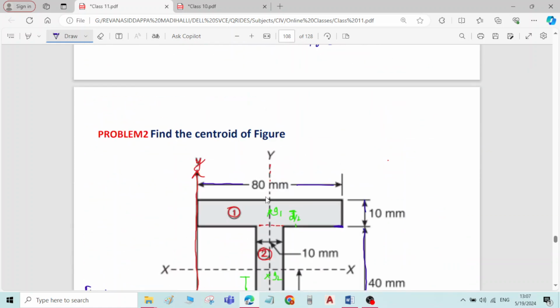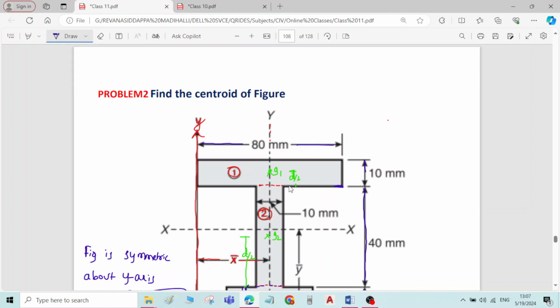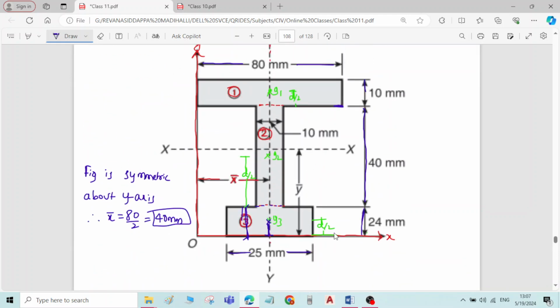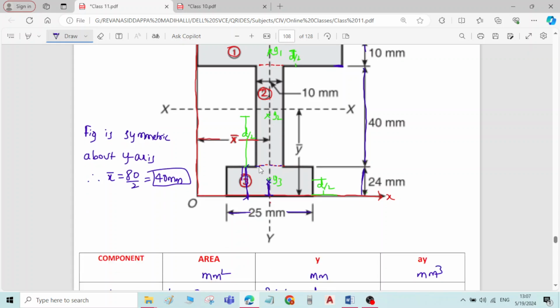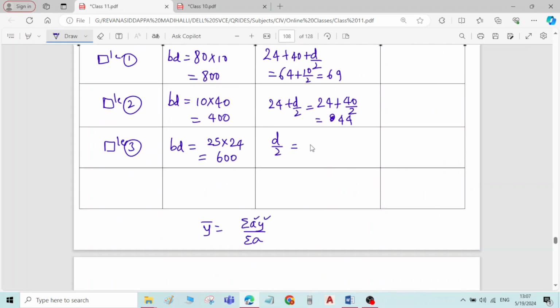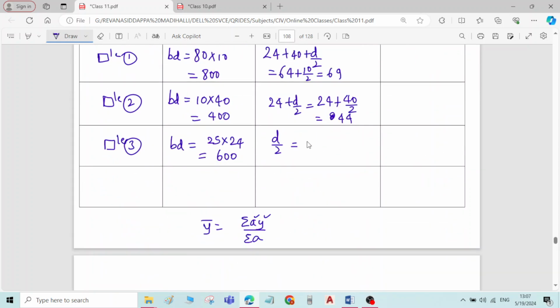If you take rectangle 1, the base of rectangle 1 is at a distance of 64 mm from the x-axis. So it is 64 plus 10 by 2. If you take rectangle 2, the base is at a distance of 24 mm from the x-axis. So 24 plus d by 2. When you take rectangle 3, the base of the rectangle is directly lying on the x-axis. Therefore directly it is d by 2. Depth of rectangle 3 is 24, so 24 by 2, 12 mm.